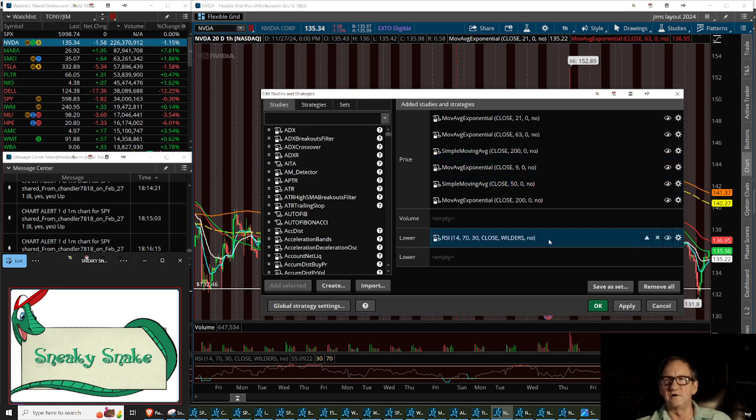Then I have the regular RSI right down here. So go ahead and copy paste this and then build yourself a chart, which is just a regular green-red candlestick chart with volume and RSI on it.